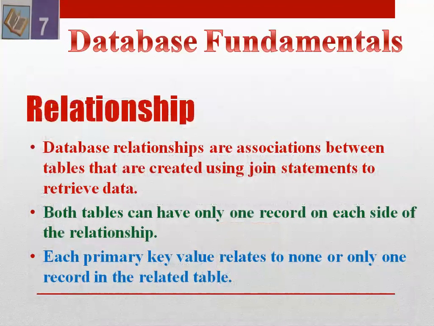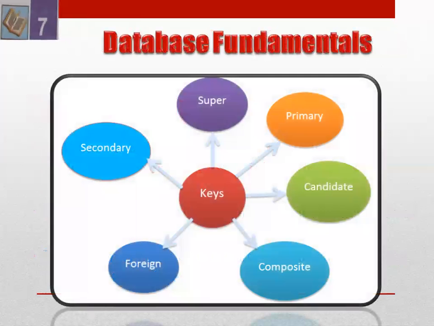Next is relationship. A relationship is a link or association between entities. An example is the link between dentist and patient. In a database, relationships are associations between tables that are created using join statements to retrieve data. Both tables can have only one record on each side of the relationship. Each primary key value relates to none or only one record in the related table, and we can create the relationships with the help of the keys.